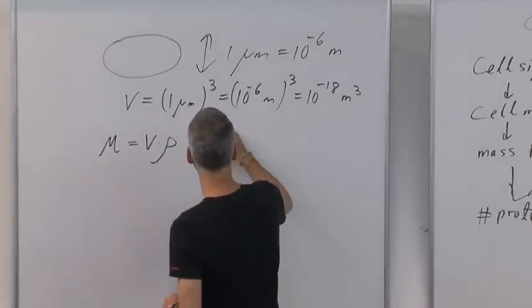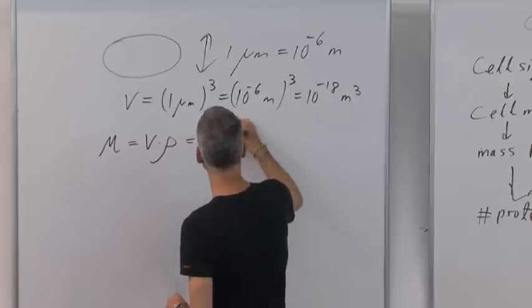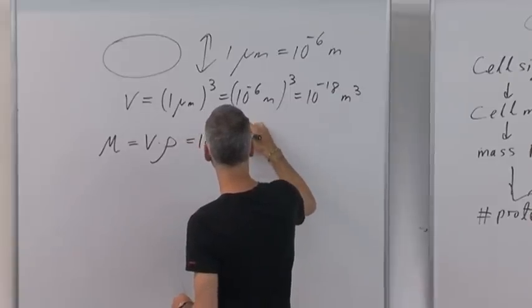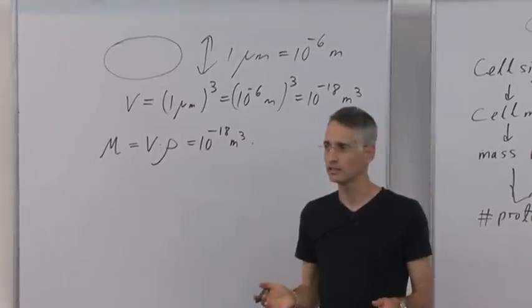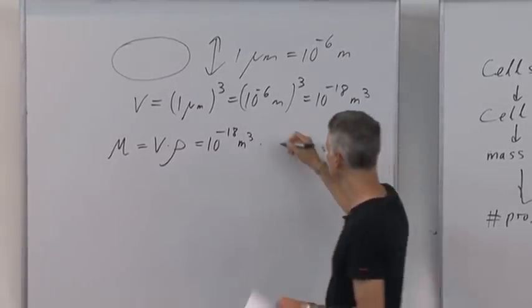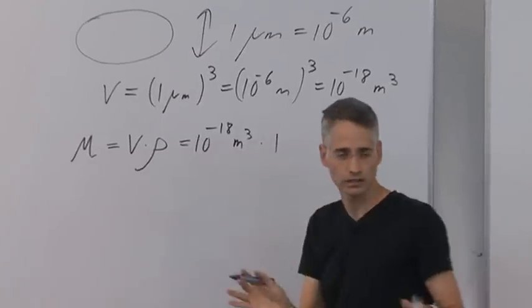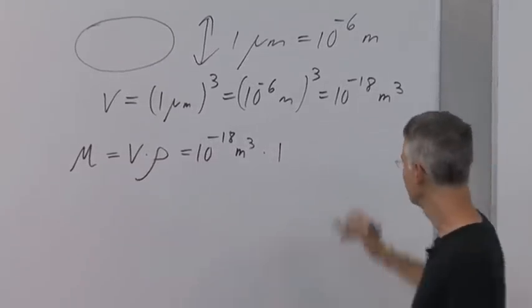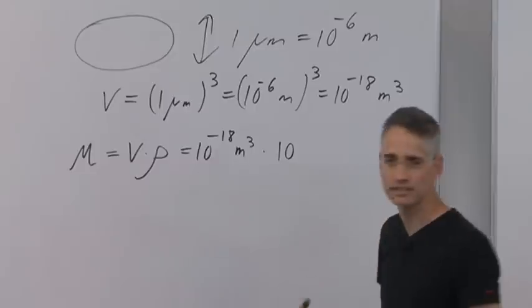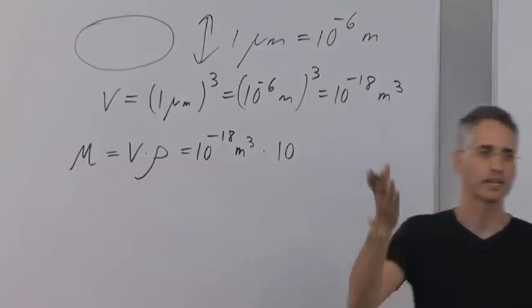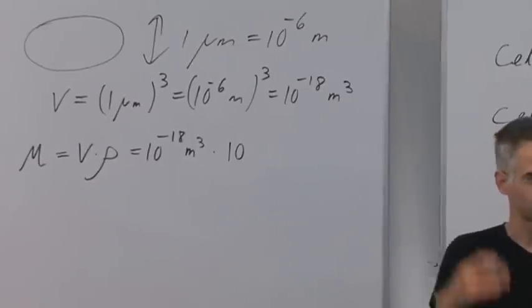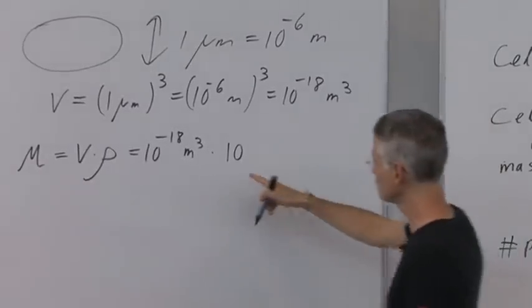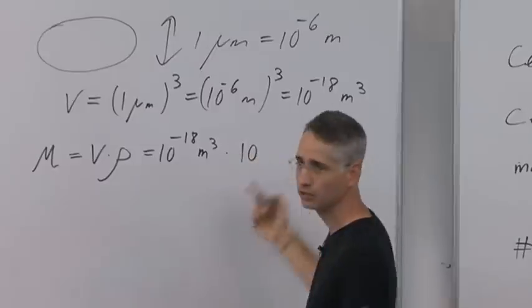So I have 10 to the minus 18 meter cubed times density. One. What is the density? One. OK, so in general, the answer to everything is 1, almost in the course. Let me write it as 10. But now it's all about what is the exponent. So not everything, the answer is 10, but then 10 to the what? So in this case, we're interested. Let me put it in the relevant units.